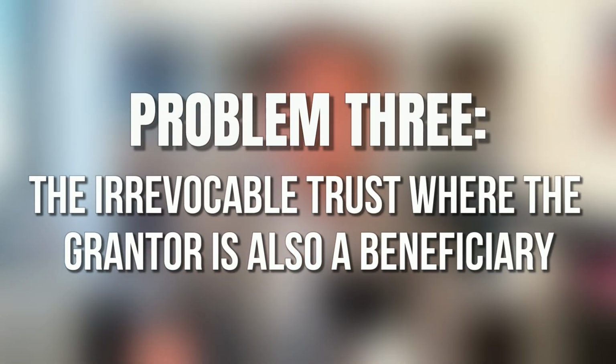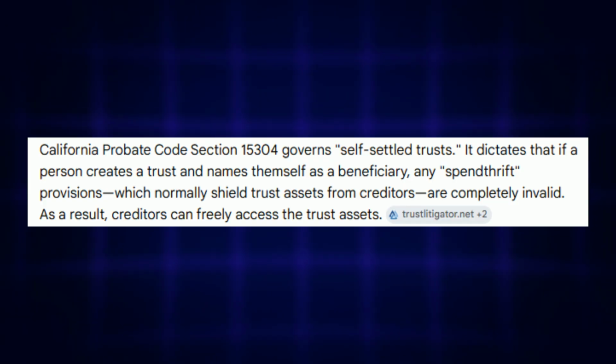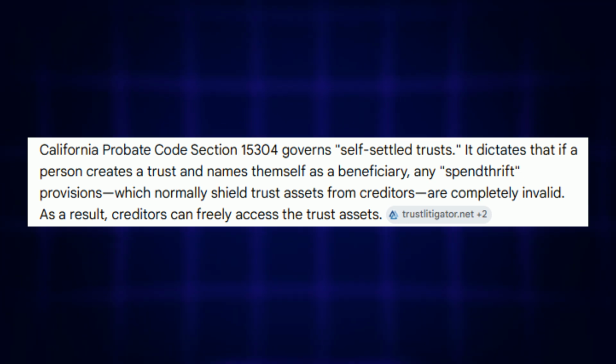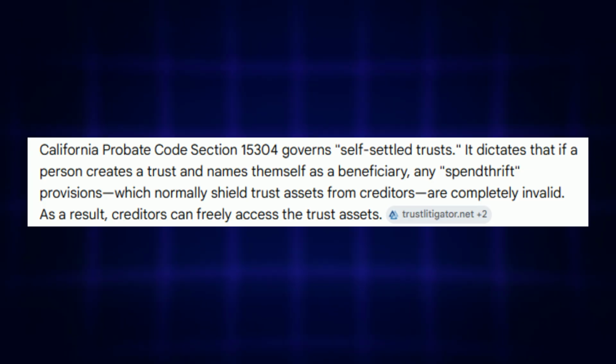People misunderstand that constantly. The third problem is the irrevocable trust, where the grantor, that's the person who creates the trust, is also named as the beneficiary in the trust. Here in California, under Probate Code Section 15304, if you create an irrevocable trust and name yourself as the beneficiary, creditors can reach the trust assets.